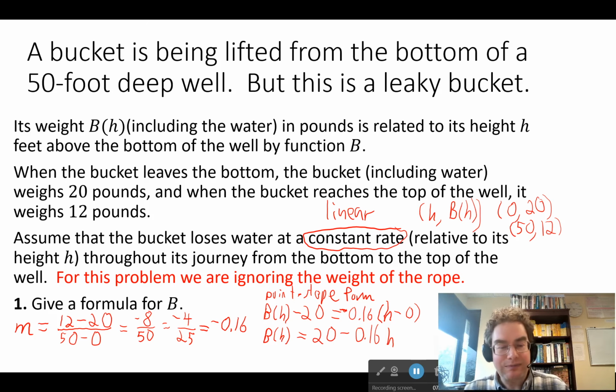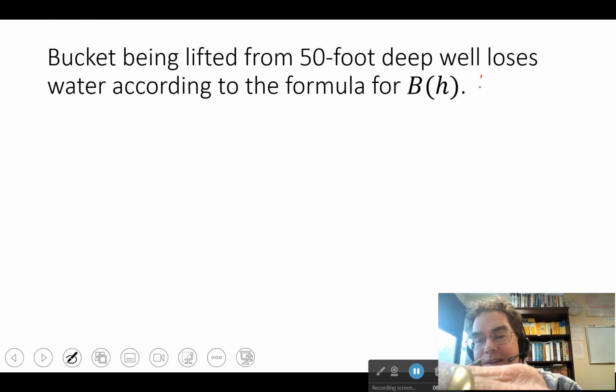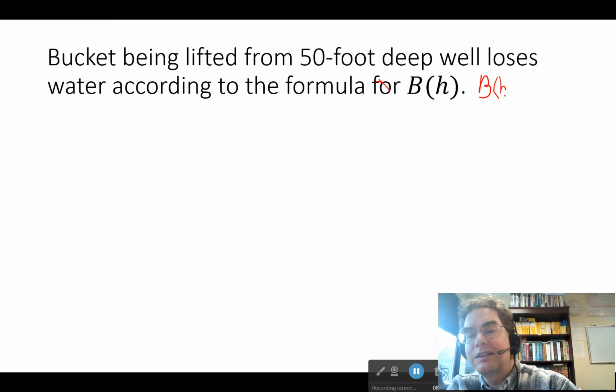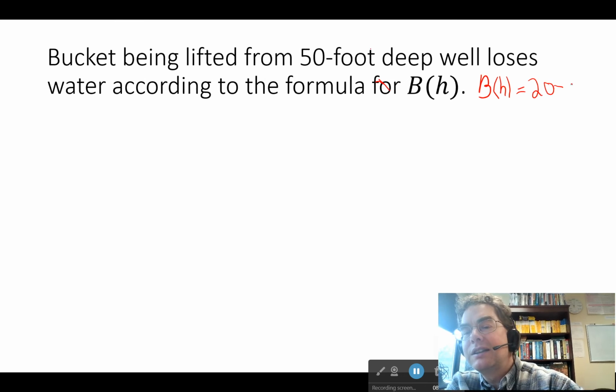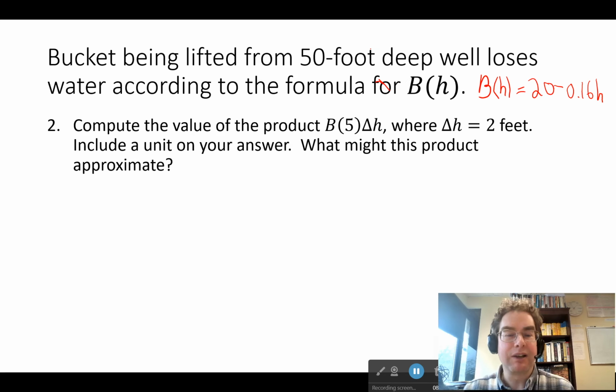this bucket. Probably we should rewrite that formula on top of the next slide, so that we have it for easy reference. Again, it was b of h, 20 minus 0.16h. Okay, that'll definitely come in handy as we go on here.